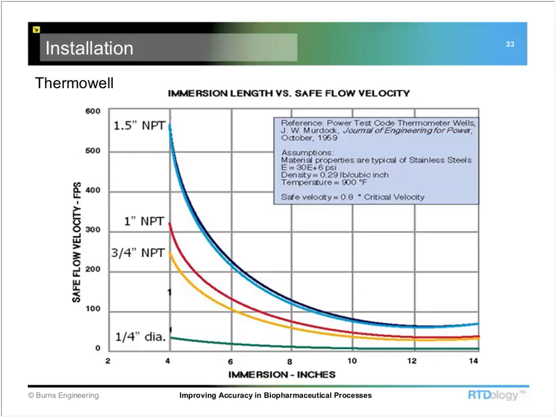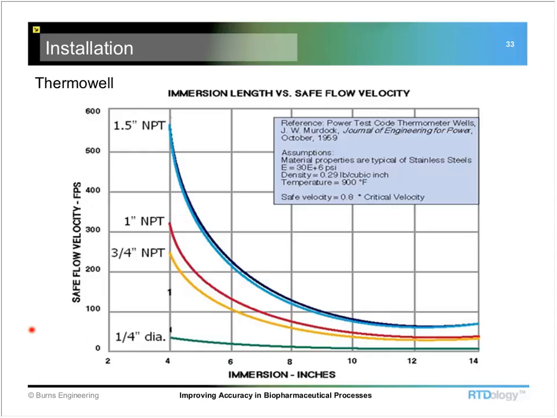And when we talk about immersion length and a trade-off between the immersion and the strength of the part, if we were to look at just a 1/4 inch diameter sensor, an acceptable flow rate is down here about 30, maybe 40 feet per second. We add a big thermal well to it, and that goes up to about 250.